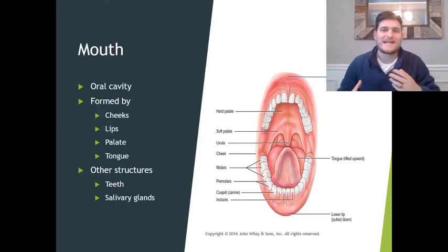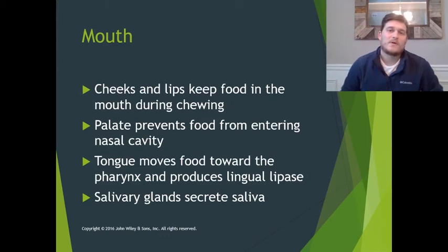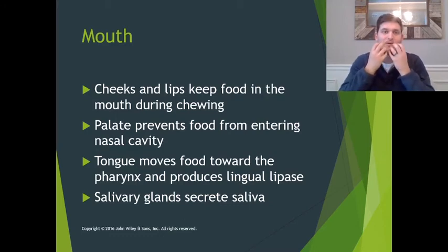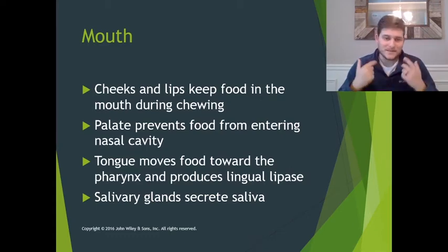So first, we take in food, obviously through the mouth. Our teeth are going to help grind up this food. And then we also have the tongue and the palate to help with the breakdown of food and the ingestion of food. And so the cheeks and the lips will help keep food in during chewing. The palate is going to prevent any food from entering the nasal cavity. The tongue is going to help push that food down towards the pharynx and the esophagus.